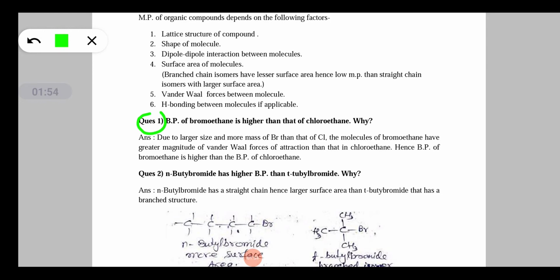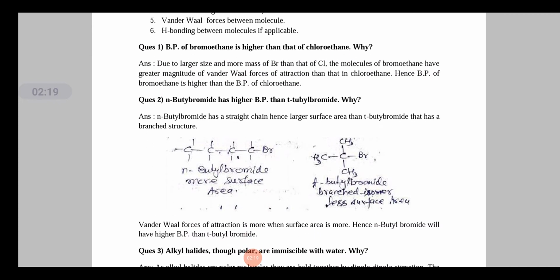Question number 1, the boiling point of bromoethane is higher than that of chloroethane. Now you see the size of bromine is large as compared to chlorine. So due to the larger size of bromine, the molecule of bromoethane should have greater surface area, so the van der Waals force of attraction should be more. That is why the boiling point of bromoethane is higher than chloroethane.